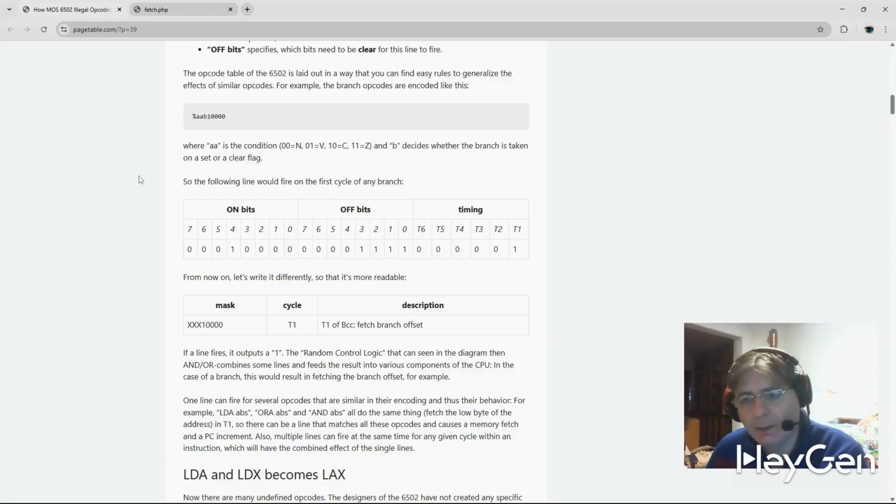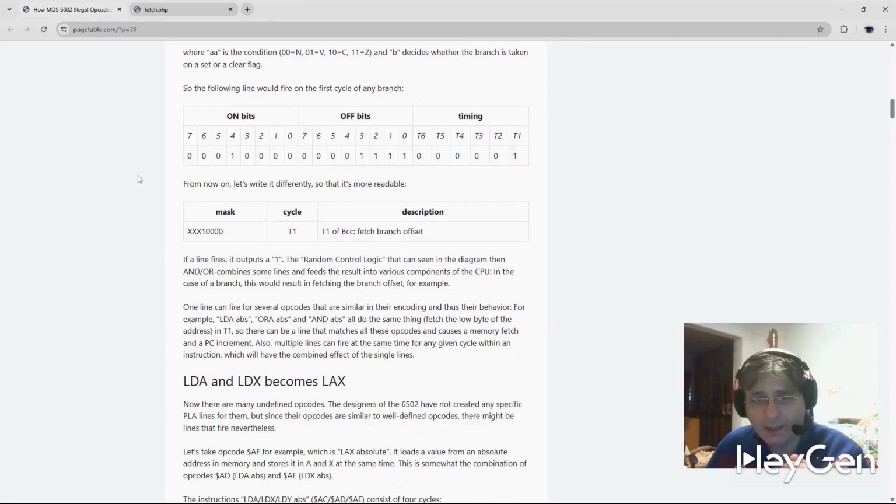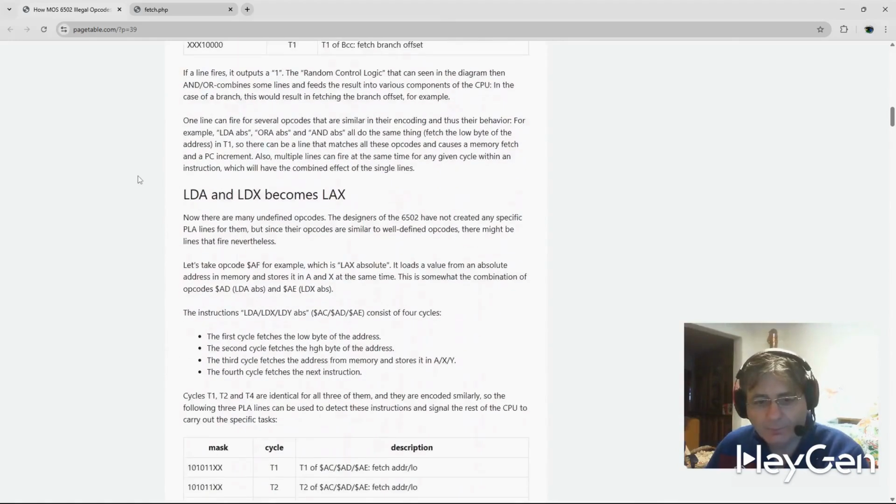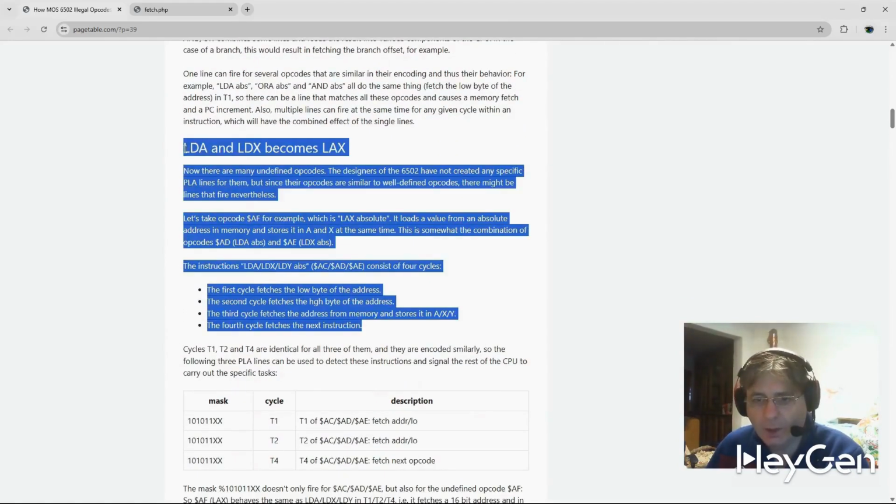So, LDA absolute and AE, LDX absolute. So, in fact, with this single opcode, you can merge the loading of a value into two registers, since indeed AF corresponds to the PLA lines of both opcodes. And so here, however, there is a more technical and detailed explanation, so AD and AE, as the article then refers to. And it does exactly that at this point here, so that technically it is possible to have an additional activation opcode with a different code.